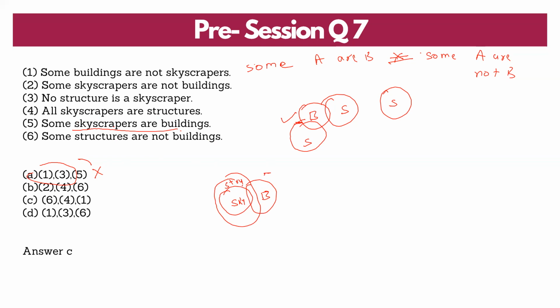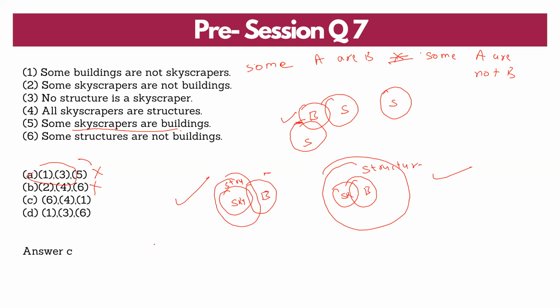Now, this particular diagram, it looks like some structures are not building. But then there could be other possibilities also. I could have drawn the diagram like this: skyscrapers, building, and a structure covering both the things. Even this is right. Given statements 2 and 4, even this diagram is right. And both the diagrams are giving me different answers. That means this cannot be the answer.